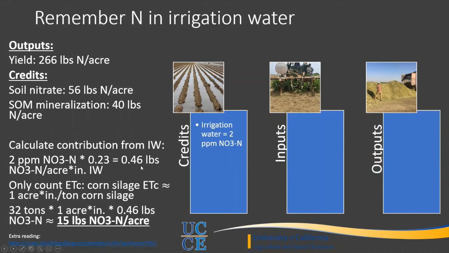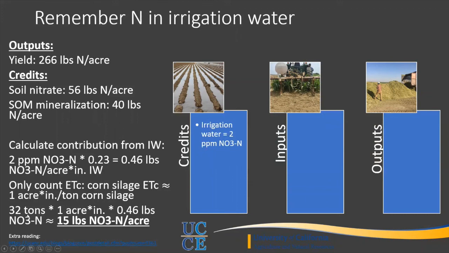Now, when we're crediting nitrate nitrogen through irrigation water to a crop, we don't want to account for every pound that's applied in irrigation water. We only want to account for the water that's actually used by the crop. We can't give credit, of course, to nitrate nitrogen that is not actually utilized by the crop and moves with irrigation water below the root zone. So we're going to only count the crop evapotranspiration water. Now we know through research, again, that corn silage crop evapotranspiration equals about 1 acre inch for every ton of corn silage.